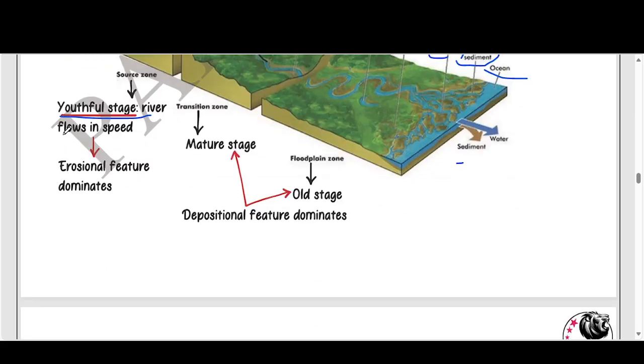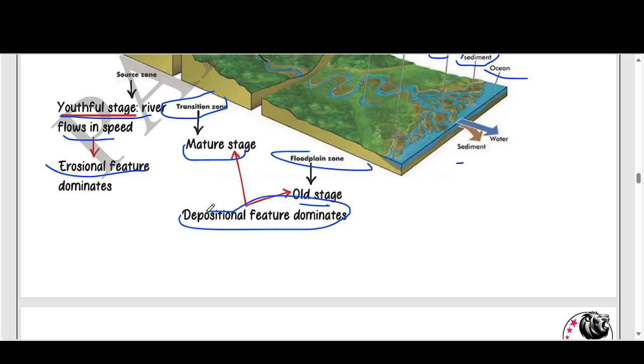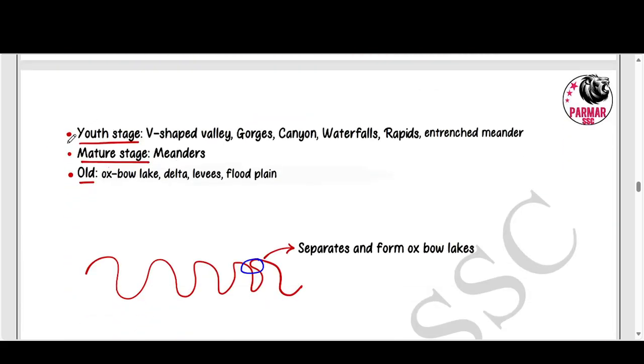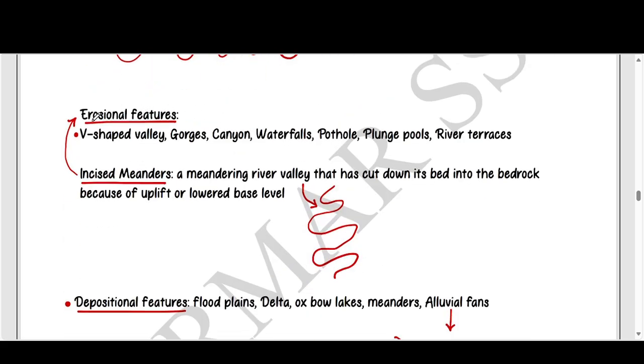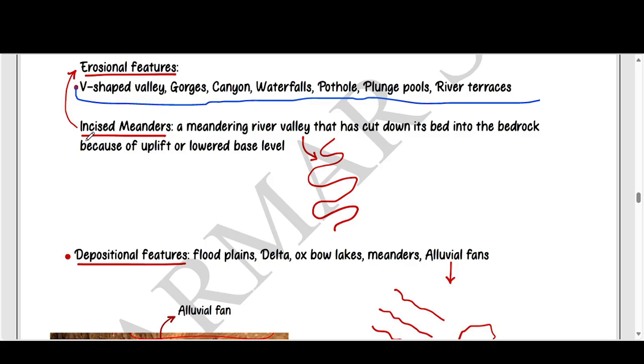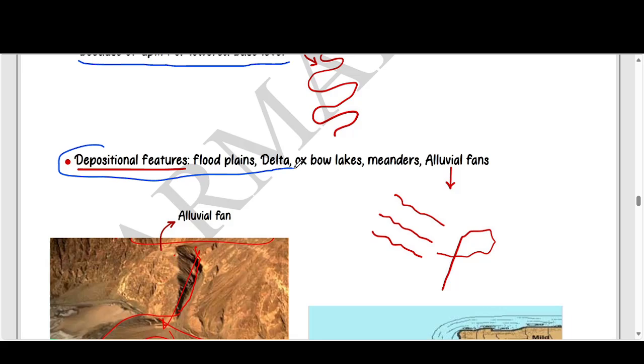Landforms created by rivers: the source zone is the youthful stage, where the river flows at speed and erosional features dominate. The transitional zone is the mature stage. The floodplain zone is the old stage, where depositional features dominate. Youthful stage features: V-shaped valley, gorge, canyon, waterfall, rapids, meander. Mature stage: meander, oxbow lake, delta, levees, floodplains. Oxbow lakes separate from the river and form. Erosional features: V-shaped valley, gorge, canyon, waterfall, potholes, plunge pool, river terraces. Incised meander: a meander river valley that has cut down its bed into the bedrock because of uplift or a lowered water level. Depositional features: floodplain, delta, oxbow lake, meander, alluvial fan.